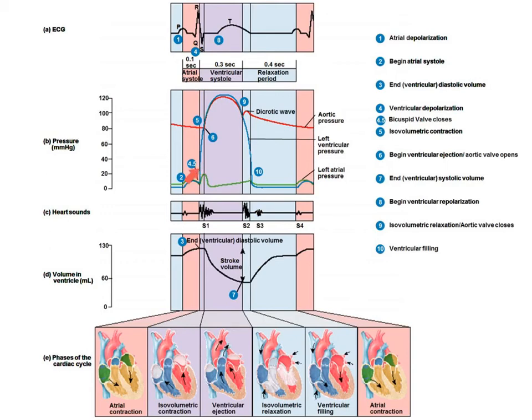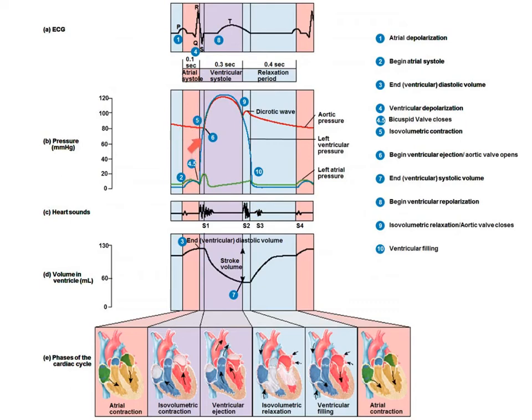The bicuspid and mitral valve closed because now the pressure in the ventricle is higher than the atrium. So papillary muscles contracted, we pulled on the heartstrings, blood pushed those cusps up, and now the pressure rises in the ventricle, okay? But no other valve is open yet, so the volume is not changing, okay? Now, what valve is going to open? The aortic valve, but only when the pressure of the ventricle is higher than the aortic pressure.